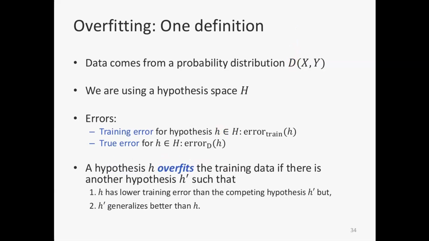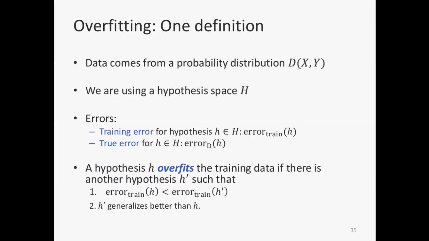Sorry, we can define overfitting. We say that a hypothesis little h overfits the training data if there is another competing hypothesis. Let's call it h prime. So there are two hypotheses, h and h prime. And we say that h overfits the training data if the hypothesis h has a lower training error than the competing hypothesis h prime. So the training data makes it look like h is better than h prime. But in fact, h has a higher generalization error. In other words, h prime generalizes better on future examples.